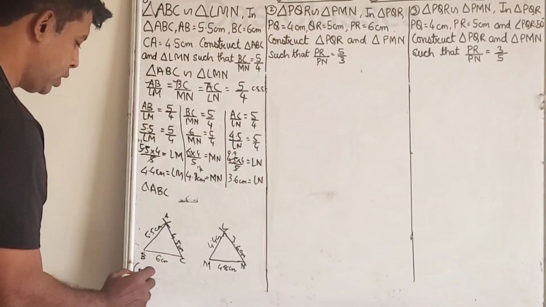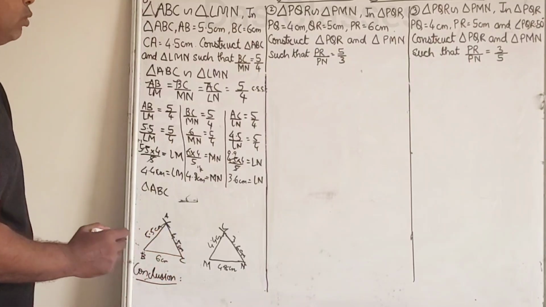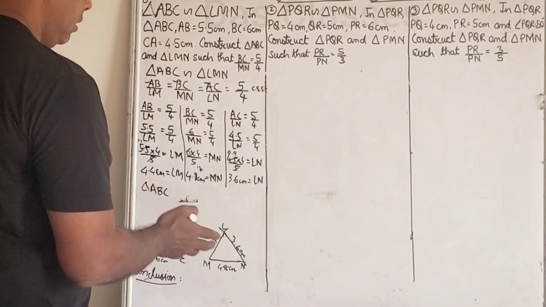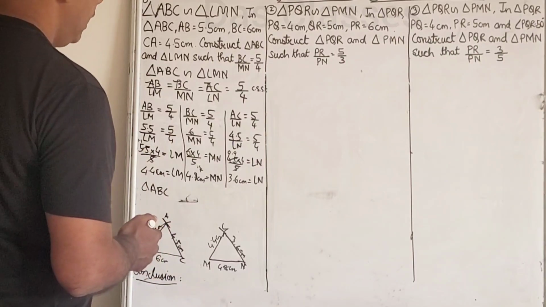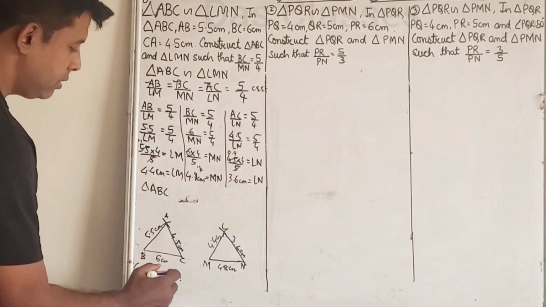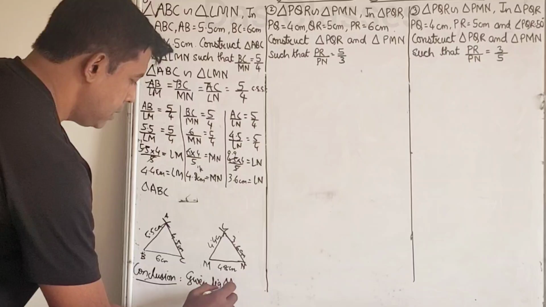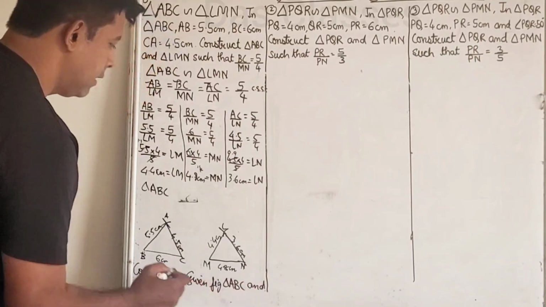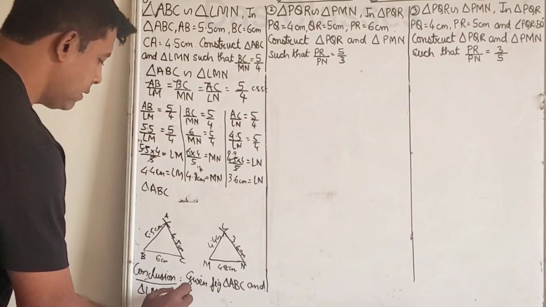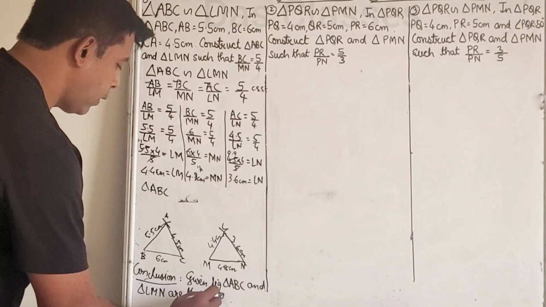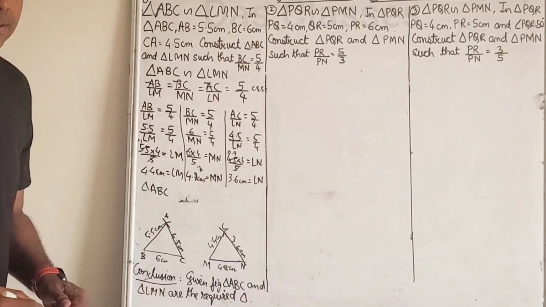And in conclusion, don't forget to write the conclusion, because for writing the conclusion you will get half marks. The given figures, triangle ABC and triangle LMN, are the required triangles.